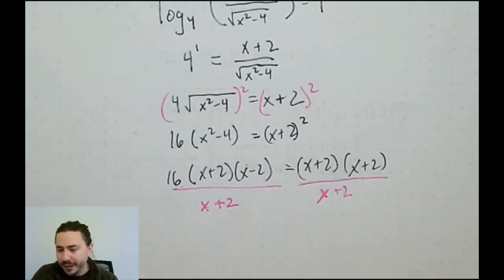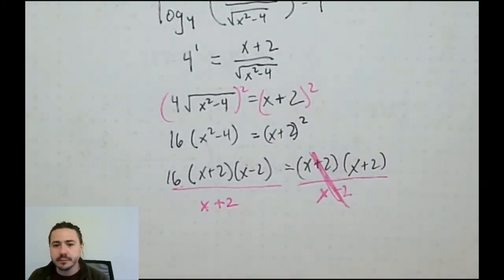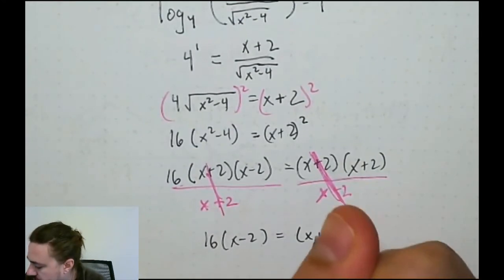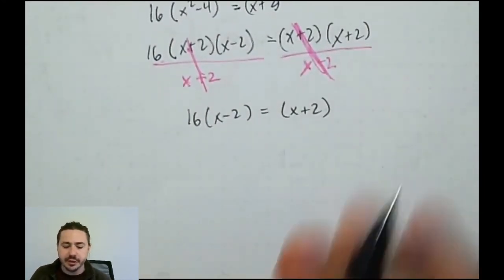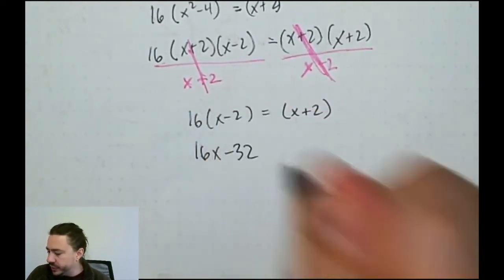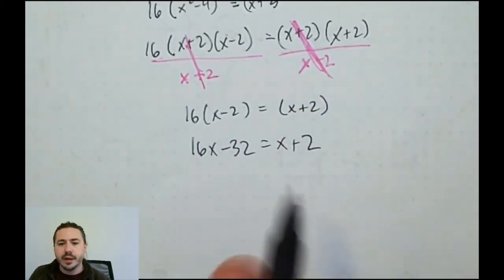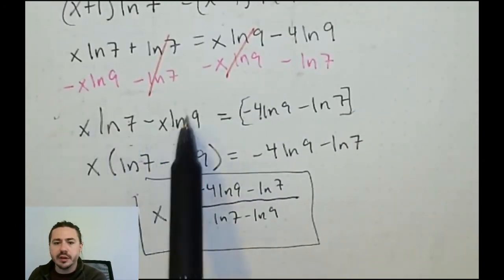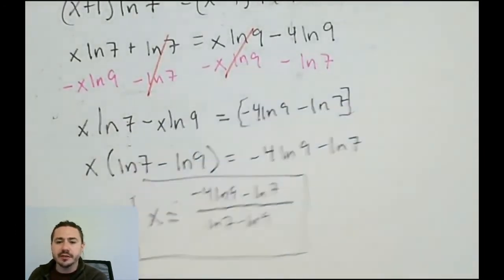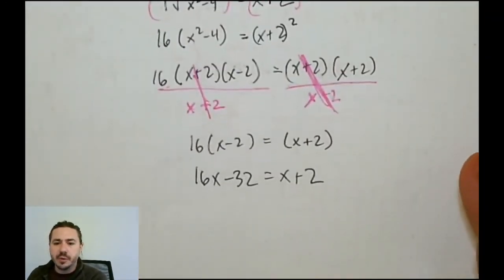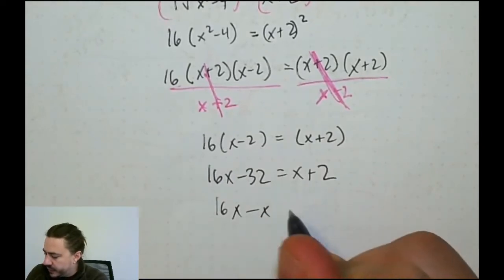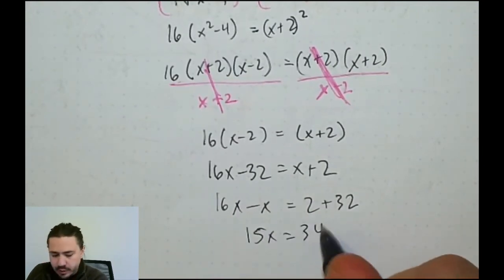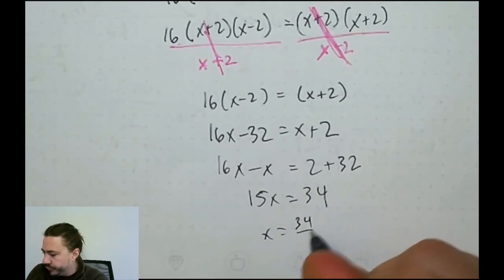All right. Anyway, so these will cancel out. So now I've got 16 times x minus 2 equals x plus 2. And now we've got ourselves a nice, friendly linear equation. 16x minus 32 equals x plus 2. Then just like on the last problem, over here we collected our linear terms on one side, we collected our constants on the other side. We want to do that exact same thing here. So I'm going to collect my x terms, 16x minus x, collect my constants, so I get 2 plus 32. And so I get 15x equals 34, and we get this lovely solution of 34 over 15.